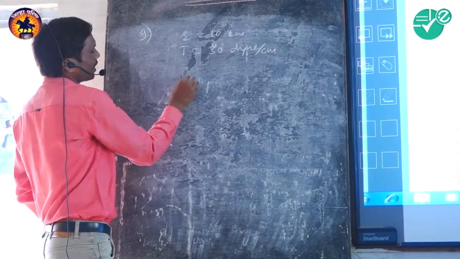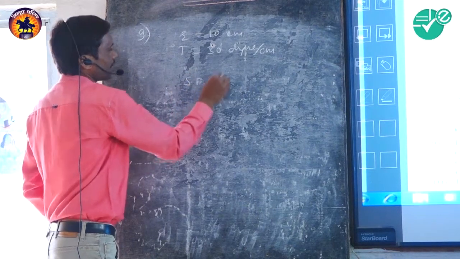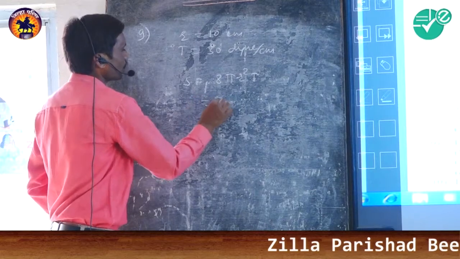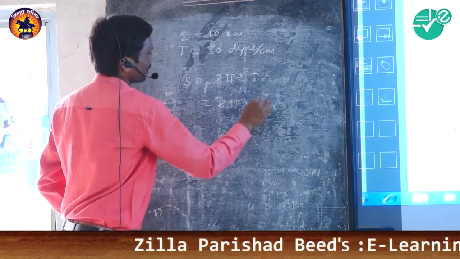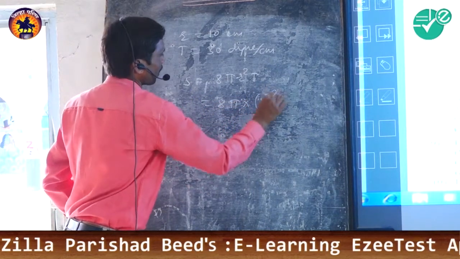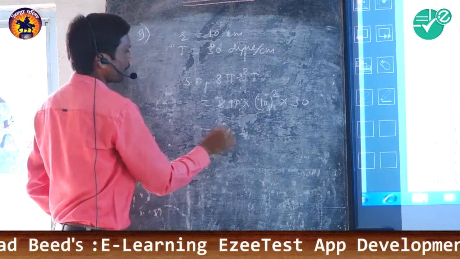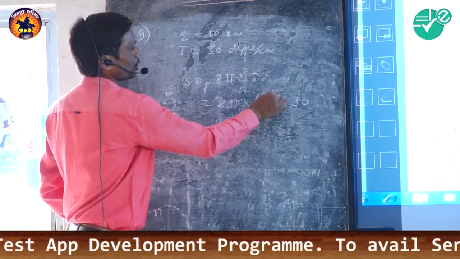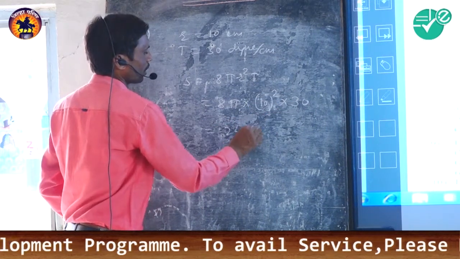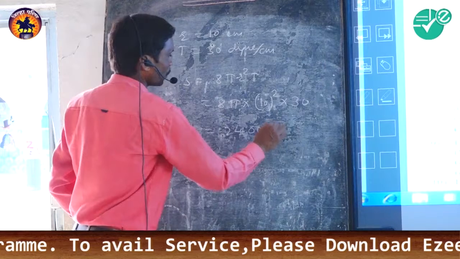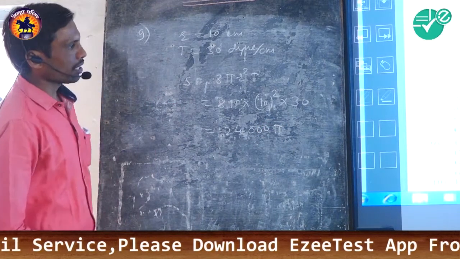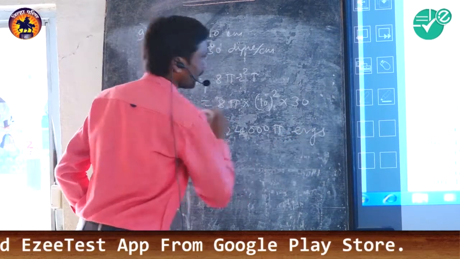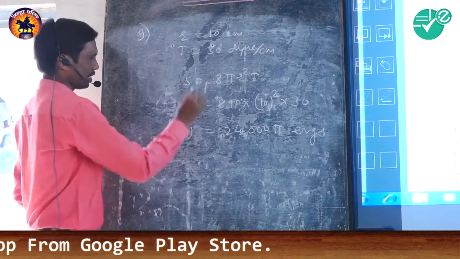We have seen that the energy required to form the soap bubble is 8 pi r square into T. And that is equal to 8 pi into r is 10, its square, into T is 30. It means 8 threes are 24, and 10 raised to 2 and this 0, it means 10 raised to 3. It means we get 24,000 pi ergs. It is the correct option. It means option is D.